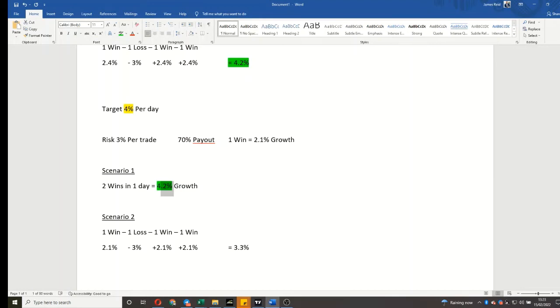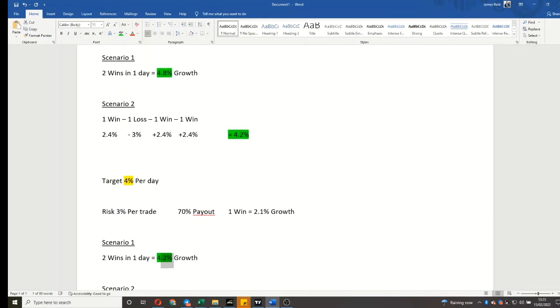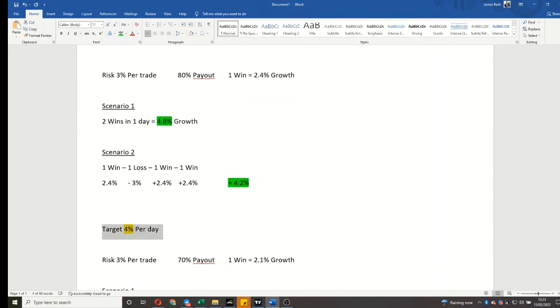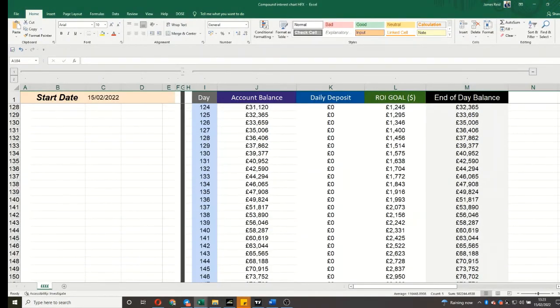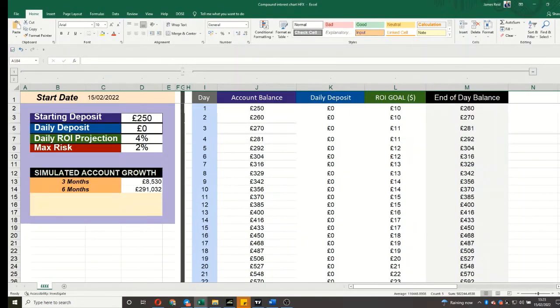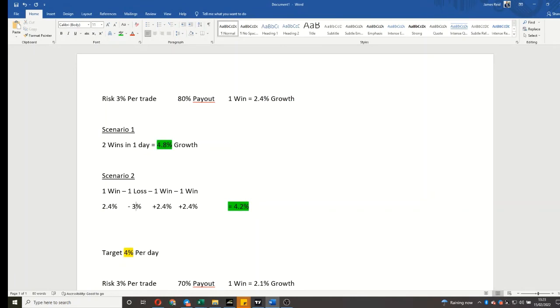So in terms of breaking that down in a bit more detail, 4% growth per day, you've seen what that will add up to. If we just go up here, in 3 months time, that would be 8,530, and in 6 months time, that would be £291,000 and 32 pence. And the way that you will achieve that is by either you have 2 wins in a day, or you have 1 win, 1 loss, 1 win, and 1 win, which will give you that percentage growth.